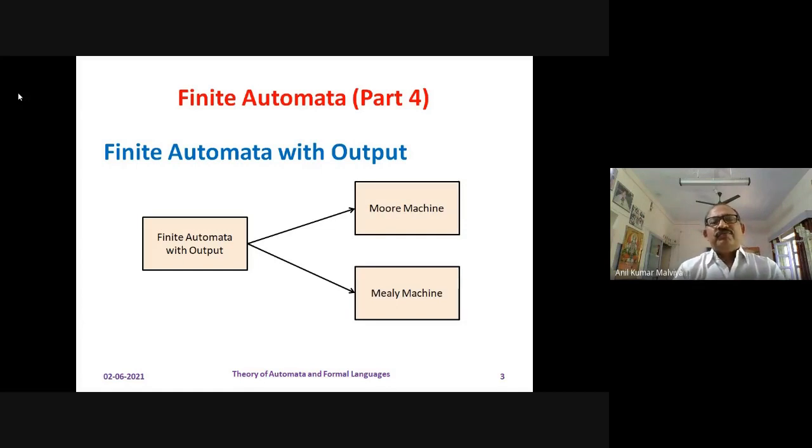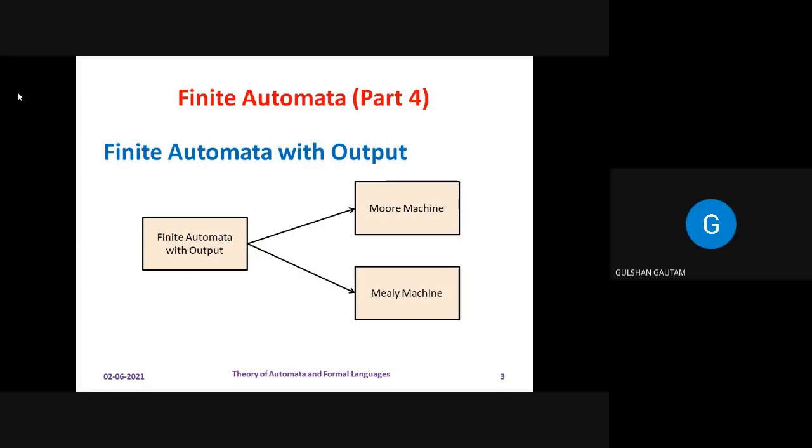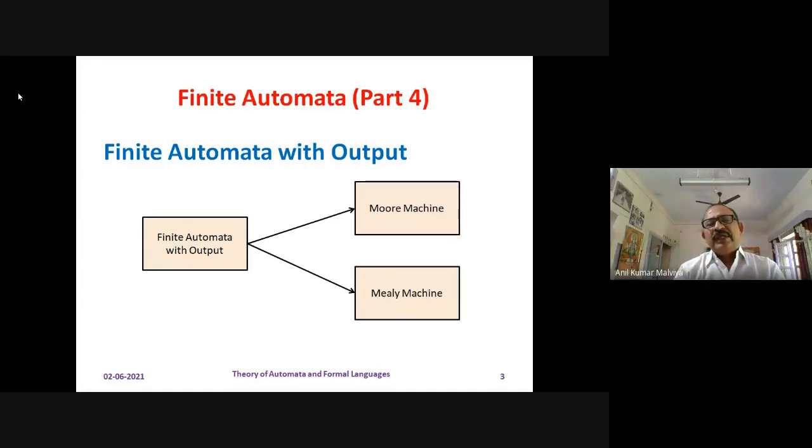Now we remove this and consider a model in which the objective is not to accept or reject the word, but to generate outputs given inputs. In finite automata, there are two ways. Any doubt? Any question? Any problem?